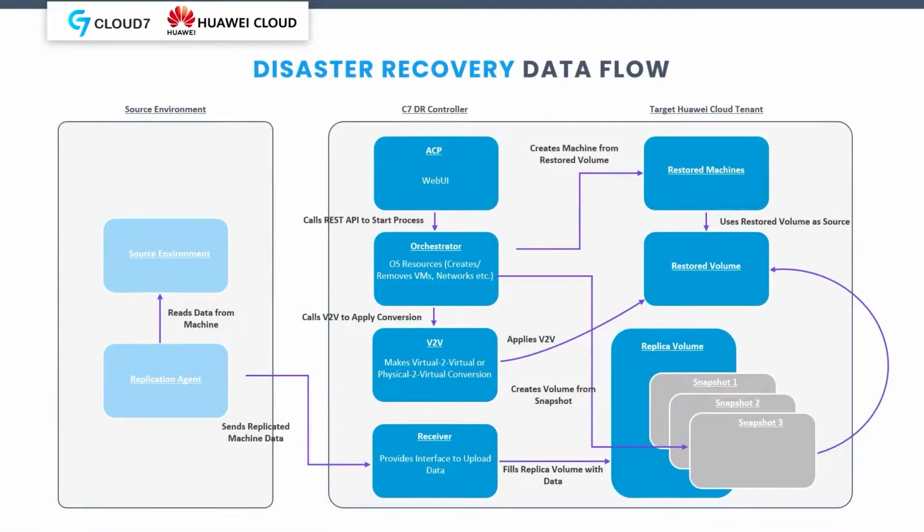What makes C7DR tool more attractive is its cost-effective replication, which only utilizes storage on Huawei Cloud for replication of the data from the source environment, while the ECS instances will only be spun up when the failover is actually initiated. This process reduces the cost to only the storage that is being consumed on the Huawei Cloud and not the virtual ECS instances. Let's now quickly move to the demo of the C7DR tool.